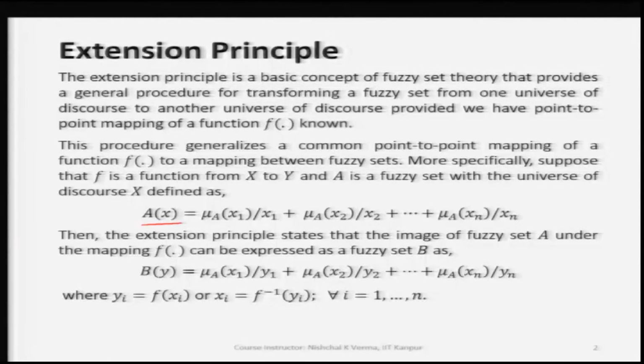Normally we write a fuzzy set simply as A, B or C. We never normally write A of x, but here, since we are putting an emphasis on the generic variable with which it is defined, we are indicating that A is defined in the universe of discourse capital X. So, A here is A(x), and it is defined by this equation, where we have the membership value and its corresponding generic variable value: mu A of x1 by x1 plus mu A of x2 by x2 and so on plus mu A of xn by xn.